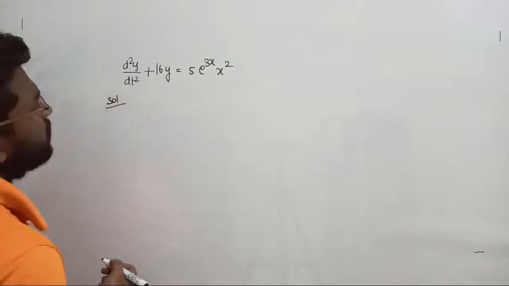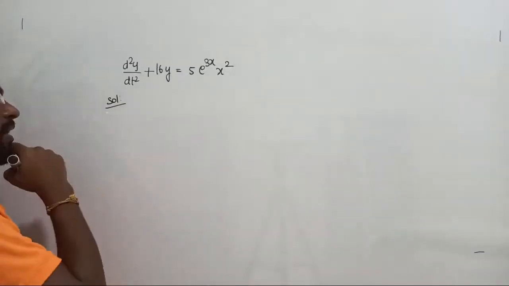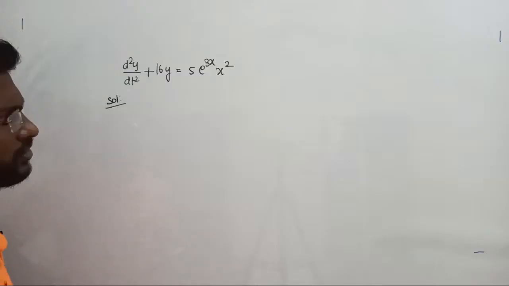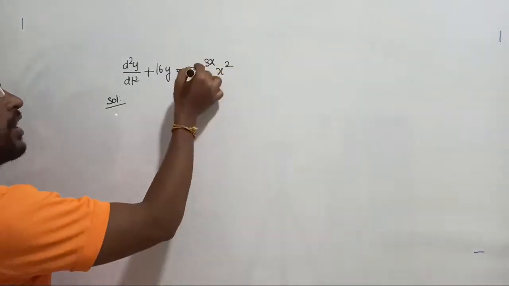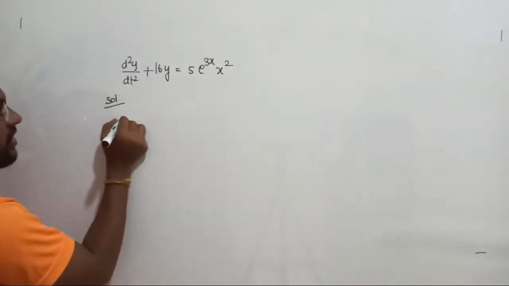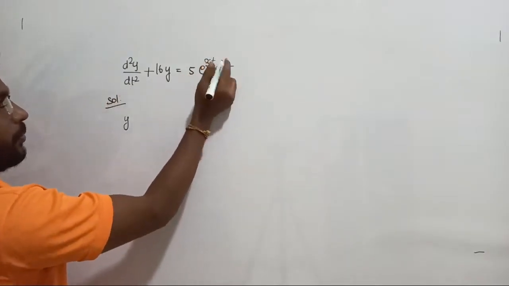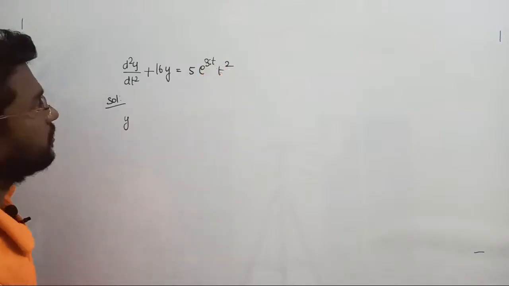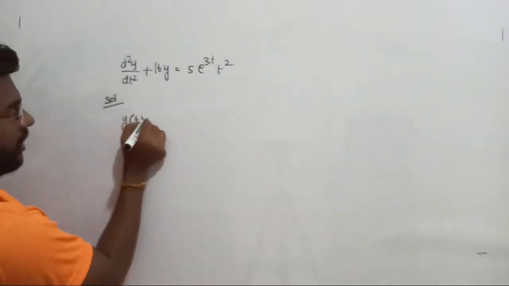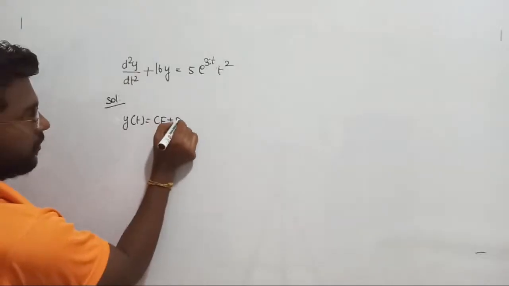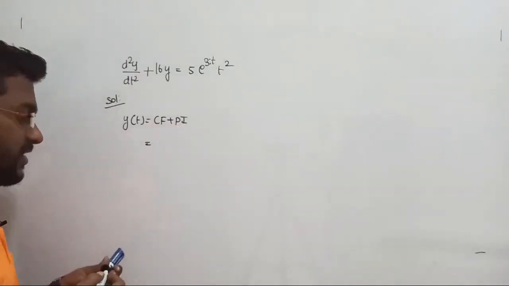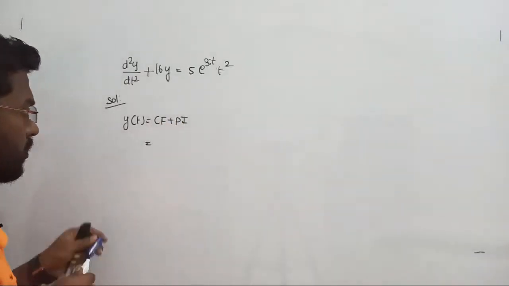Solution. Shall we proceed? First tell me, does the complementary function exist? Of course. Particular integration? Definitely. Why? RHS is not equal to 0. So what is the net solution? Look here, I have written t here and x here, this is a mistake. This is t. Fine, so this is y of t. It can be written as complementary function plus particular integration. Shall we start? Yes. Find the complementary function.